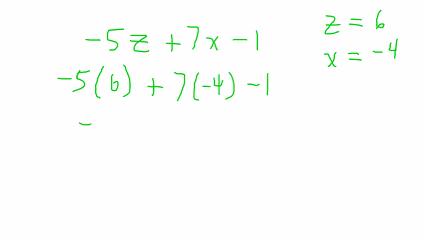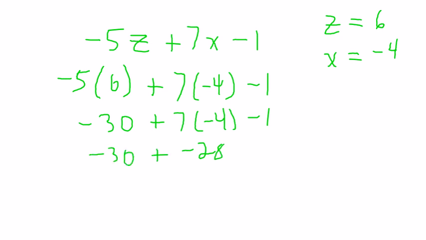-5 times 6 gives me -30, bringing down the rest of my expression. 7 times -4 gives me -28. I add and subtract from left to right. So negative 30 plus negative 28 is negative 58. And negative 58 minus 1 is negative 59.